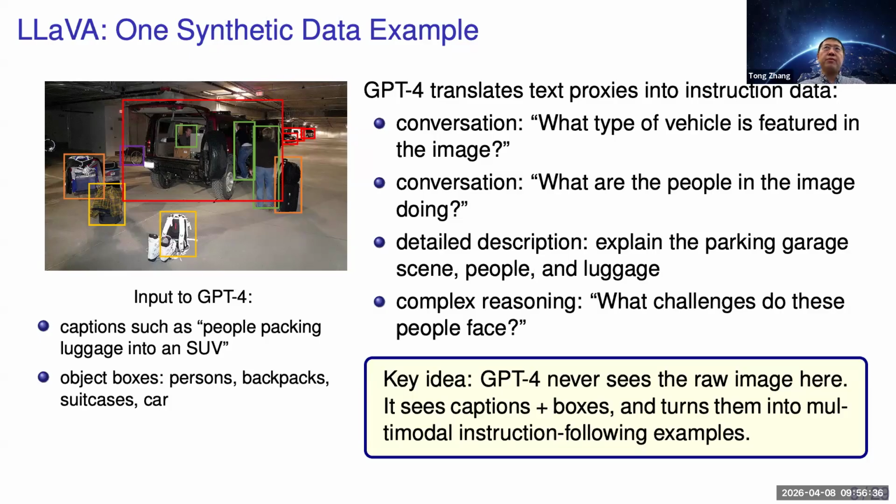So you can use text only. These, of course, are curated by humans. This text exists in the computer vision data set. So they just take advantage of that data and make it suitable for LLM.